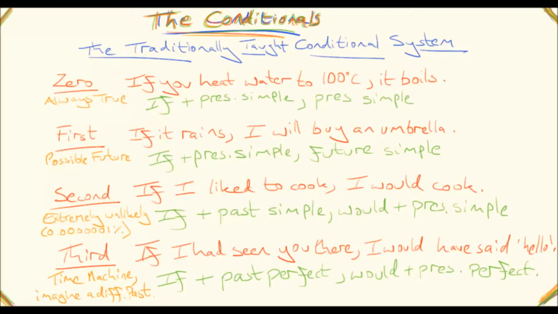So which two of these are real and which two of these are unreal? Well, the 0 and first we'll call real conditionals, and the second and third we tend to call unreal conditionals. So there we go. That is the traditional system that you've probably been taught about how to understand the conditionals. But there's the problem. I don't think it does give any real understanding. It's just something you remember parrot fashion and try to use.